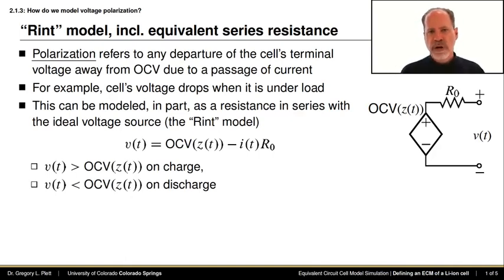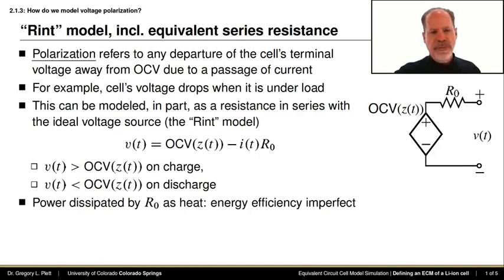And if you weren't sure what to expect, you could consider what happens when you're discharging the cell and you measure the voltage and then you remove the discharge current. You find that the voltage immediately jumps up. And so therefore, while you were discharging, the voltage had to be lower than the rest voltage.